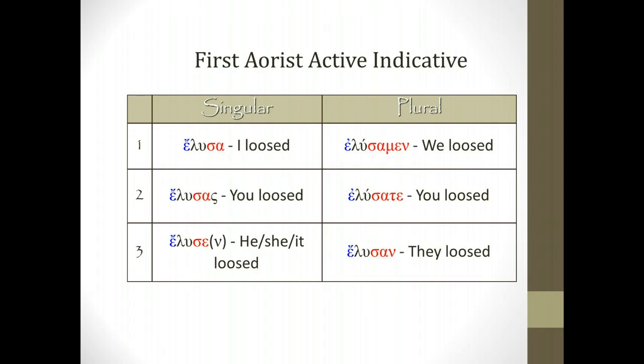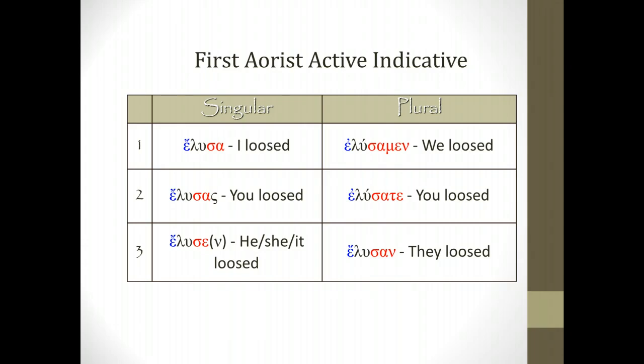Notice again that the important clue for you when you're dealing with the first aorist active indicative is the augment and your sigma alpha ending, with of course the exception of the third person singular, which does not have an alpha in that ending.